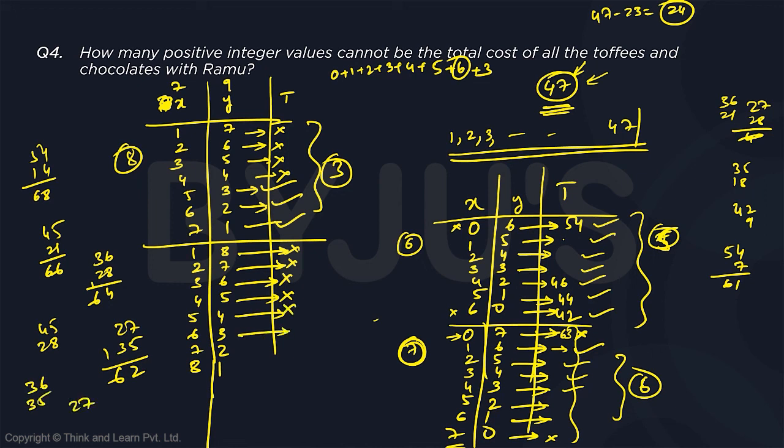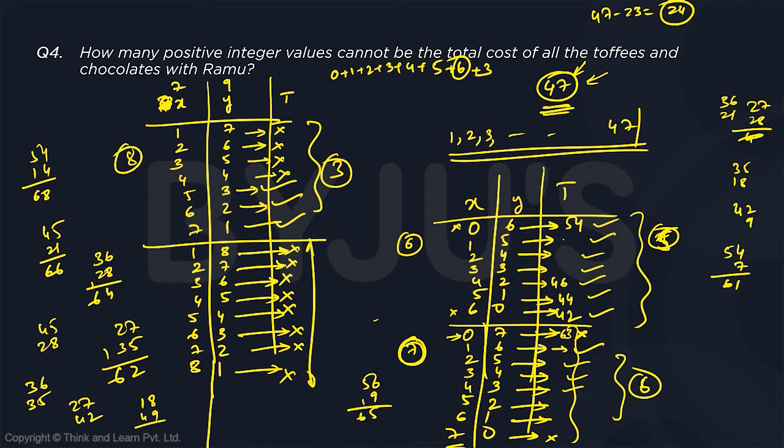9 3s are 27 plus 6 7s are 42, crossing, not possible. 9 2s are 18, 7 7s are 49. 9 40 50 59, it's crossing 63, not possible. The last one, 7 8s are 56 plus 9, 65, not possible. The moment you get all not possible, you'll stop there.